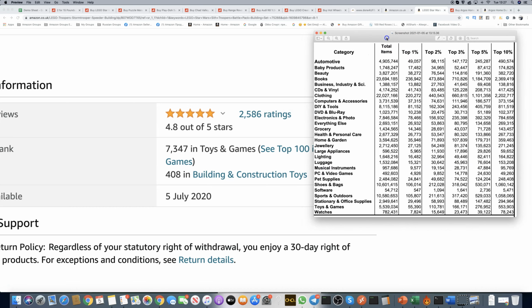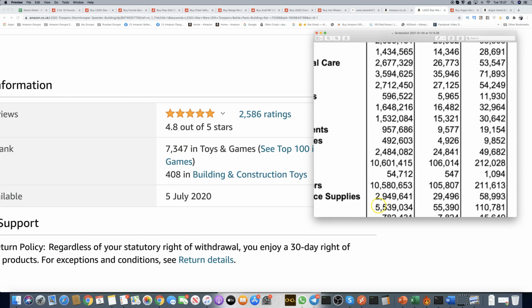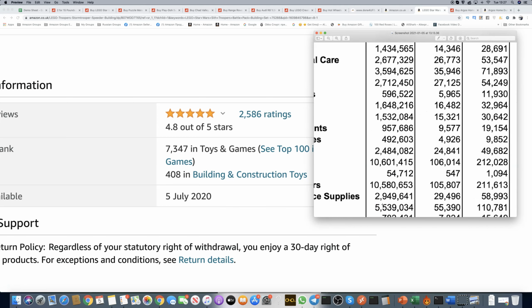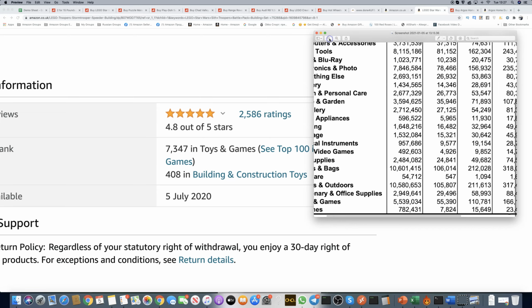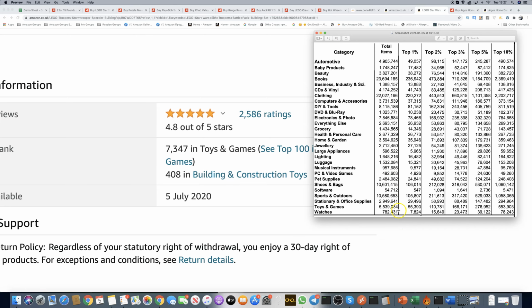Okay, so now we have here the sales rank. We got toys and games. Toys and games has over 5 million products in the UK. You see, guys, here, over 5 million products in the UK in toys and games. That's crazy. The top 1% of the products is 55,390. Anything under 1% is considered a very good selling item. It's better to be as low as possible. This item is ranked around 7,000. 55,000 is 1%, so 7,000 means it's selling pretty well.